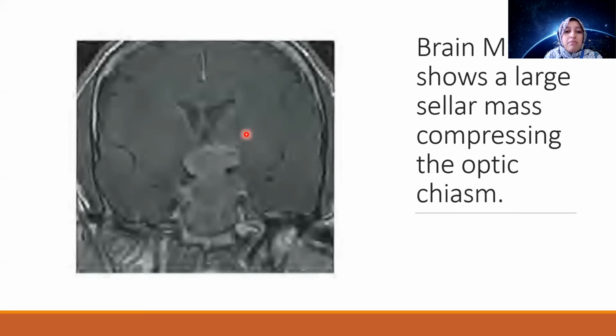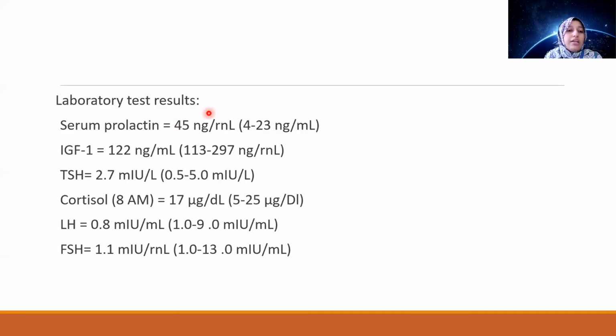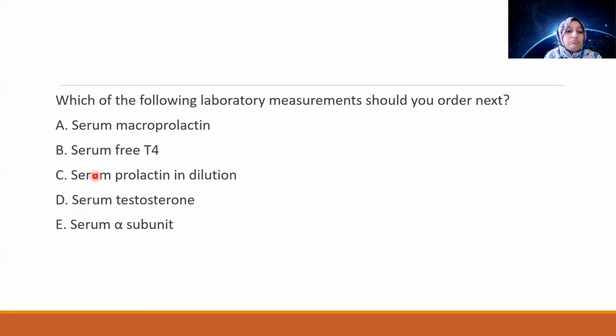However, he has a big mass here, a big sellar mass, but this big sellar mass is not correlating with the serum prolactin level. So what will you do? You will go for serum prolactin in dilution. First, you have to confirm whether the prolactin is really high or not, because there can be a hook effect, which I explained earlier.